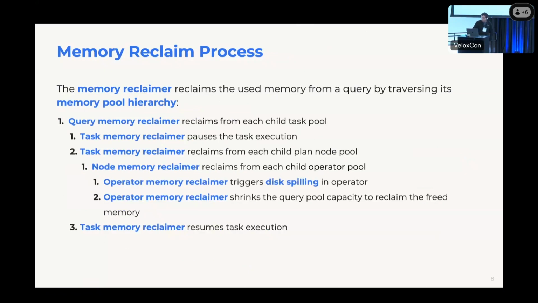The node memory pool will correspondingly reclaim the memory from the child pools one at a time. The child operator pool reclaims the actual user memory, which triggers the disk spilling in the operator. After spilling finishes, the operator memory reclaimer will shrink the query pool's capacity to claim the freed capacity. After the task memory reclaimer is done with the memory reclaim, it will resume the task execution. So that is the memory reclaim process running inside queries.